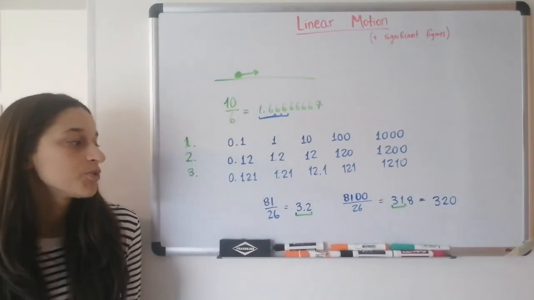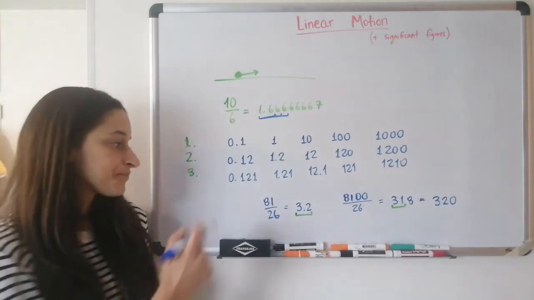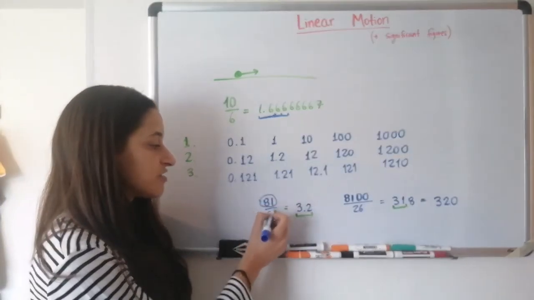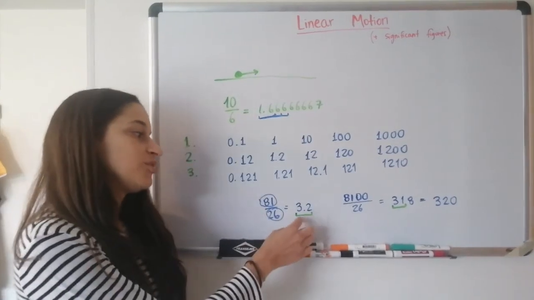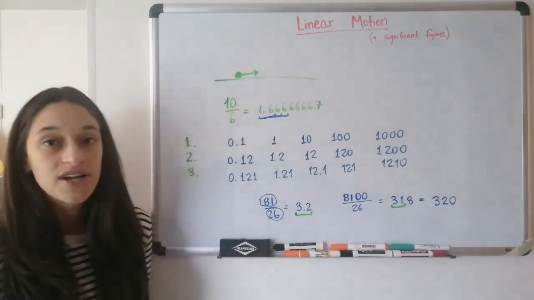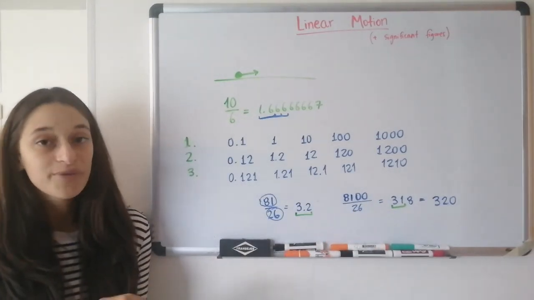So always when you're doing multiplications or divisions, take into account the number of significant figures, the numbers you're using, and put the same number of significant figures in your answer. Never put the whole answer from the calculator.